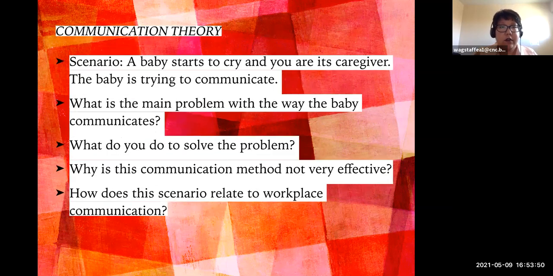There's a scenario. A baby starts to cry and you are its caregiver. The baby is trying to communicate. What is the main problem with the way the baby communicates? What do you do to solve the problem? Why is this communication method not very effective? How does this scenario relate to workplace communication?